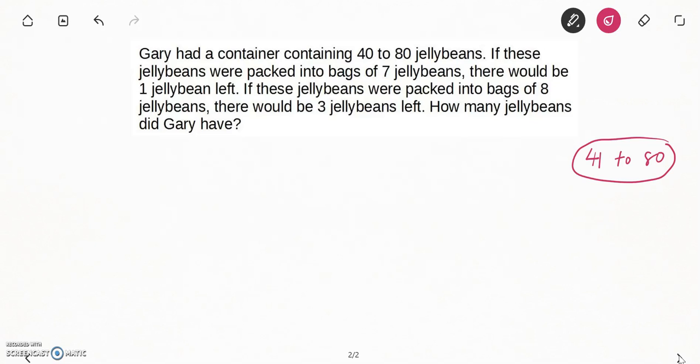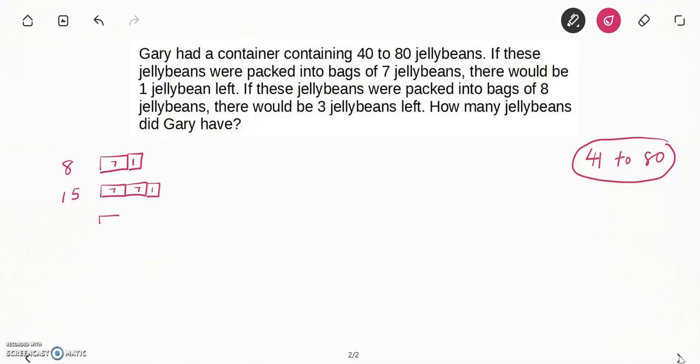Okay, now if the jelly beans were packed into bags of 7 jelly beans, there will be 1 jelly bean left. What it means is that if we group them into 7 jelly beans, in model form, I have 7. I can have one group of 7 and I have 1 jelly bean left. So one of the possible answers will be 8. Or I can have 2 groups of 7 and I have 1 jelly bean left, and it can be 14 plus 1, which is 15.